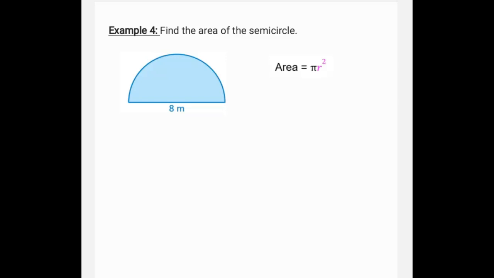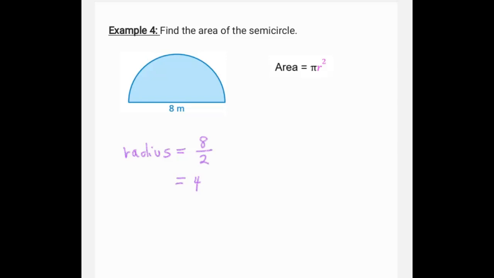Example 4, we're finding the area of the semicircle. In this case, we're given the diameter, so I need to find radius. And radius is diameter divided by 2, so we're going to go ahead and take our 8 divided by 2, giving us 4. So radius is 4 is what I'm working with.